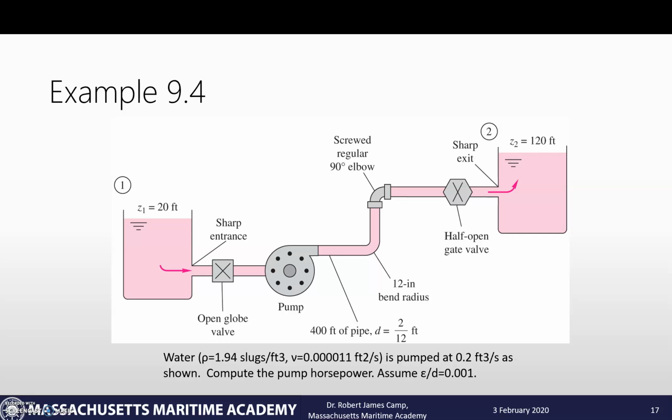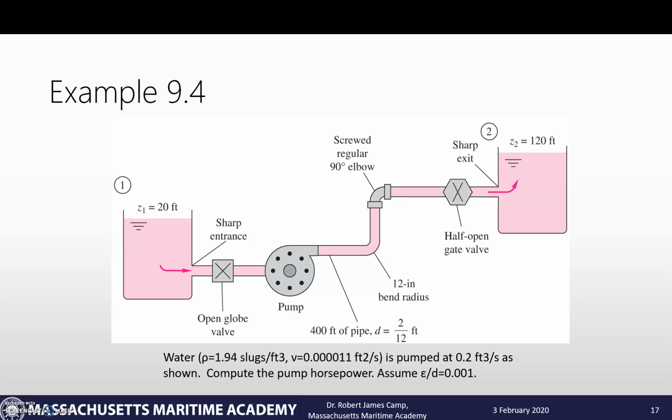So let's look at this system. Basically, what we want to do is calculate out the pump horsepower. I made a couple of assumptions here to make things a little bit easier for us, and that's specifically that we're going to assume that epsilon over d is 0.001.